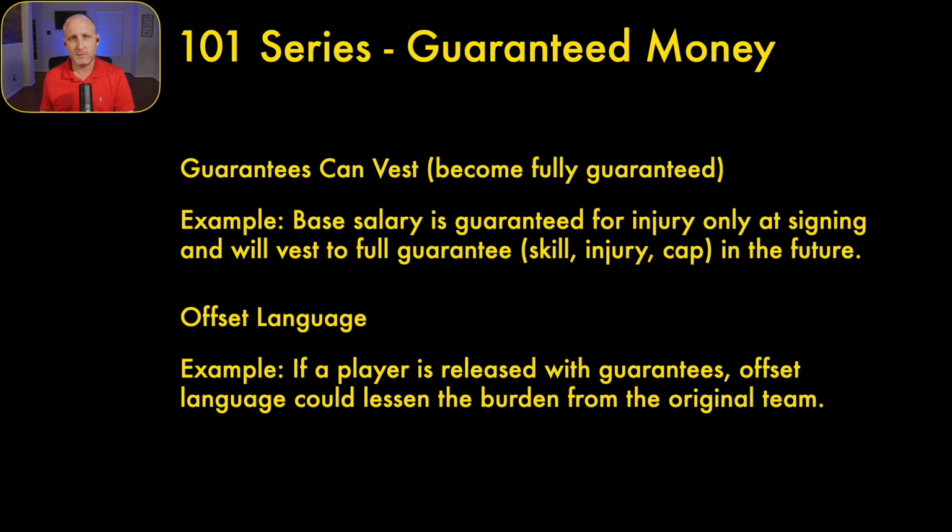Offset language is another piece of guaranteed money. The majority of the time, guarantees will have offset language attached to them. This is something that tries to get negotiated out in first round rookie contracts, but for the most part, contracts will have offset language attached. So what does that mean?